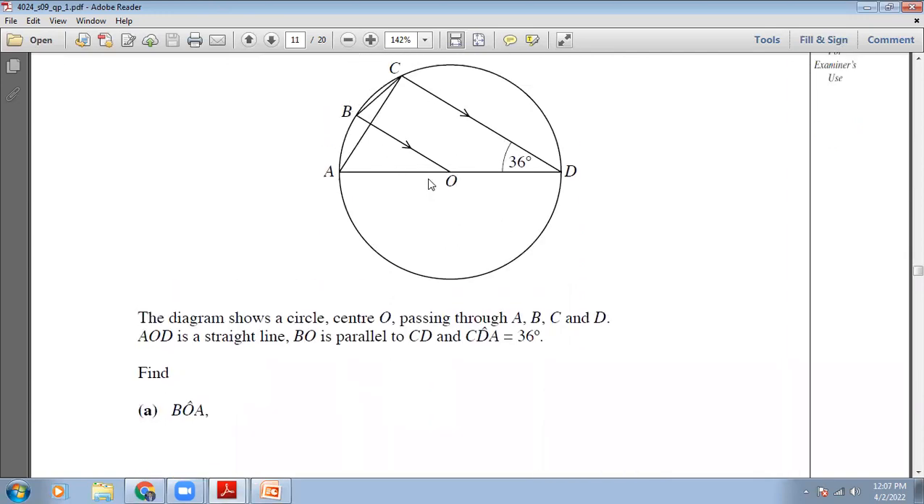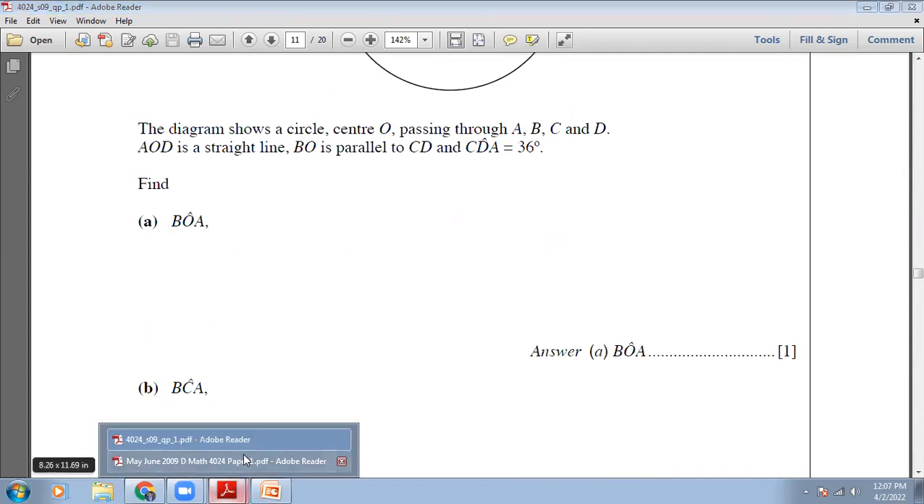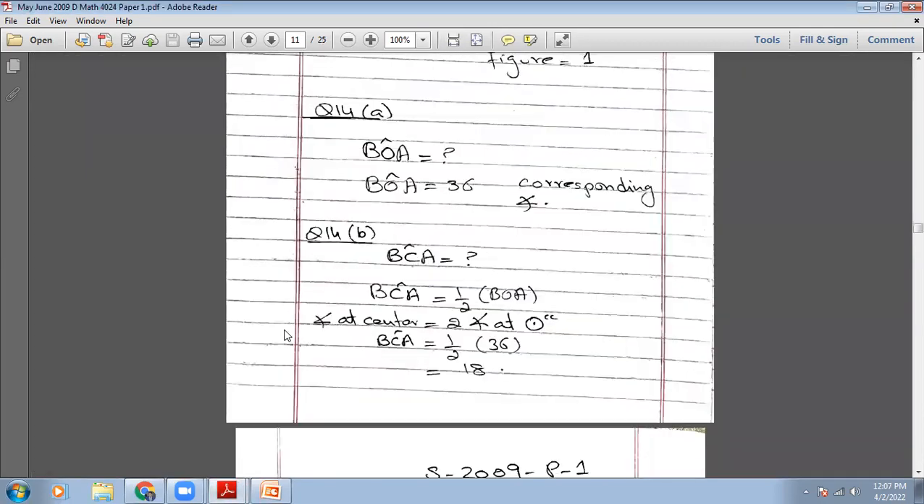The first question is BOA. They are asking for this angle. You see these parallel lines? This is the transversal line. So this angle and this angle are corresponding to each other, so they will be equal. Corresponding angles of parallel lines. So I can write here that BOA will be equal to 36.